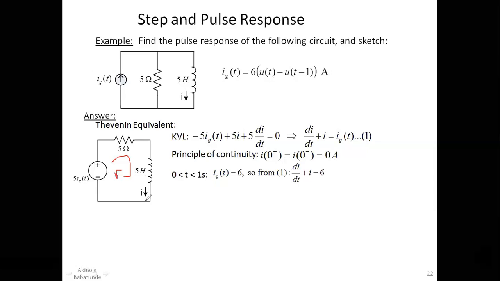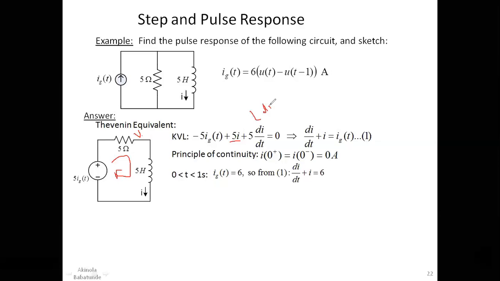If you've got a loop like this and you take your KVL, the flow of current in this loop traverses from negative to positive on the voltage source. So you have minus 5 Ig of t plus 5I. The current passing through here is I, so the voltage here will be 5 multiplied by I using Ohm's law, which gives us 5I. Also, the voltage induced in the inductor will be L di/dt.